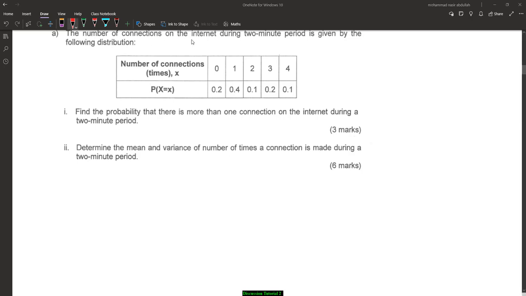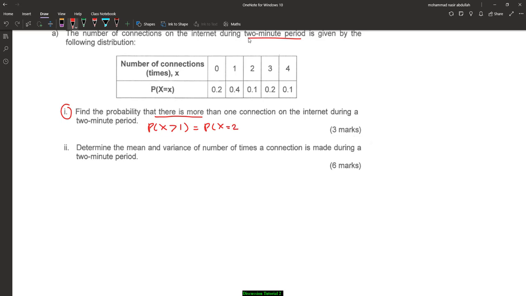Okay, the number of connections of internet during a 2-minute period is given by the following distribution. So first question is find the probability that there is more than one connection during a 2-minute period. So it means they want us to find probability of x more than 1, which is probability of x equal to 2 plus probability of x equal to 3 plus probability of x equal to 4. This is a very simple question. So this one should be 0.1 plus 0.2 plus 0.1. So this is 0.4. Okay, simple question.